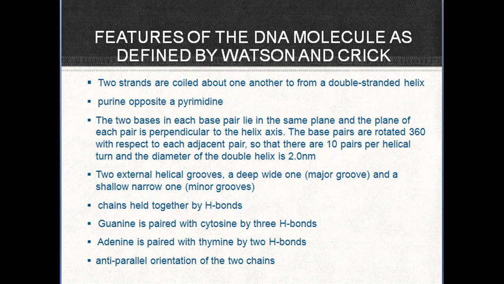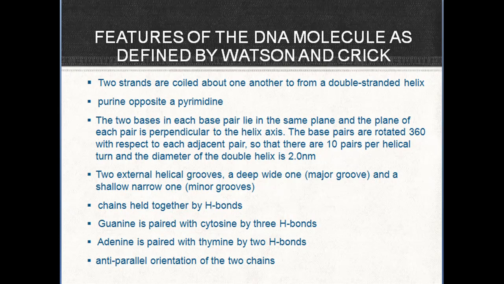The first important feature of this model is that two strands are coiled about one another to form a double-stranded helix. The second feature is that a purine always opposes a pyrimidine. Third, the two bases in each pair lie in the same plane, and the plane of each pair is perpendicular to the helix axis. These base pairs are rotated by 36 degrees with respect to each adjacent pair. So, you can say that there are 10 pairs per helical turn, and the diameter of the double helix is 2 nanometer.